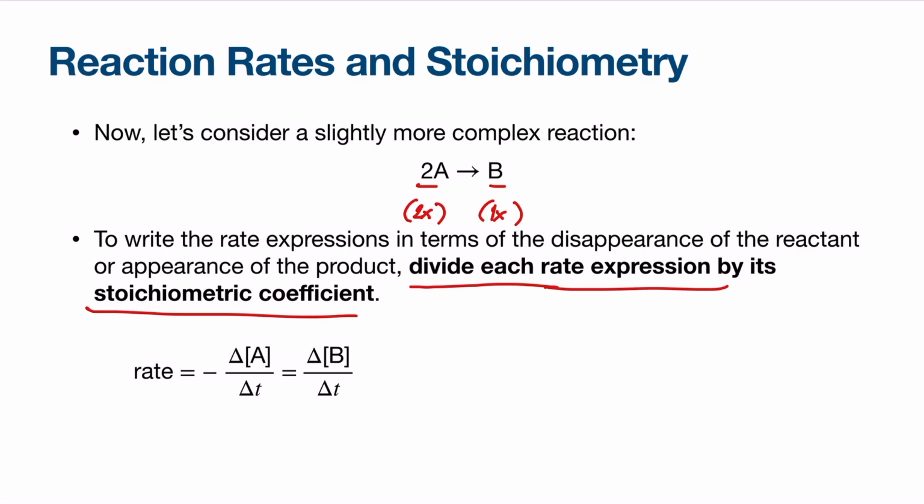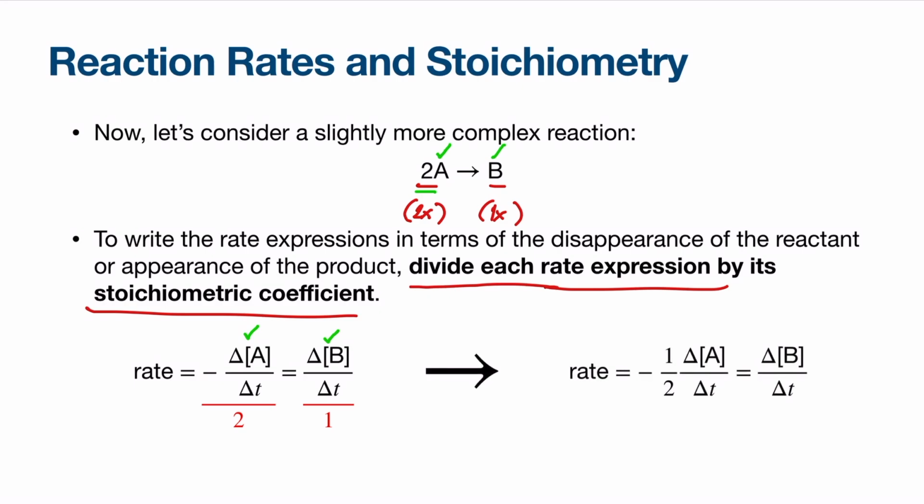This is the rate expression for the reactant A. And since its stoichiometric coefficient is 2, we will divide its rate expression by 2. Moreover, this is the reaction rate for the product B. And since its stoichiometric coefficient is equal to 1, we will divide it by 1. So therefore, the rate for this reaction 2A yields B will be written as this.